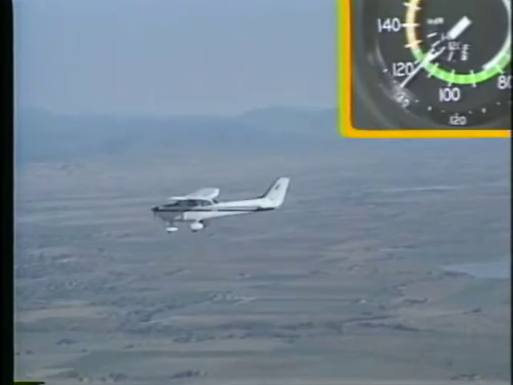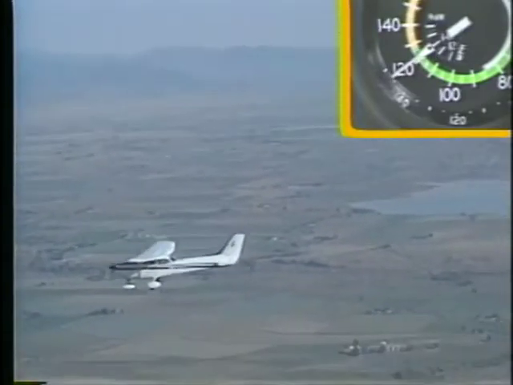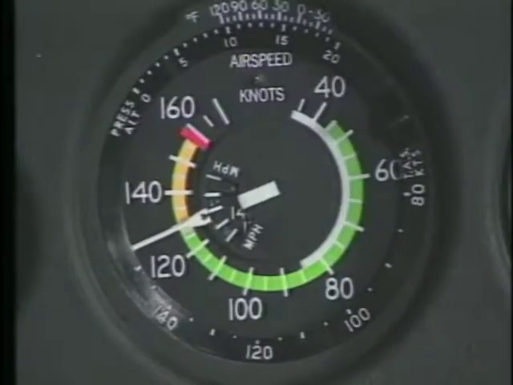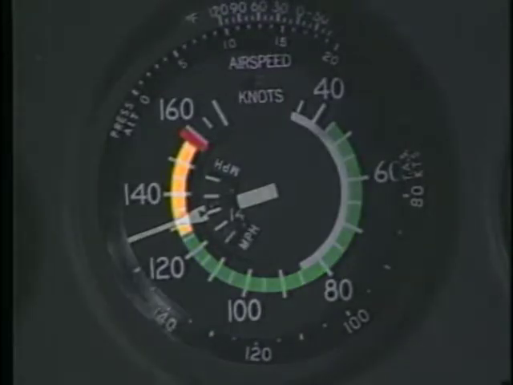The upper limit of the green arc is the maximum structural cruising speed. You can exceed this airspeed and begin flying in the yellow range only when the air is smooth and only with caution. Finally, a red marking is placed at the never exceed speed. You should never operate above this speed because structural damage could occur.